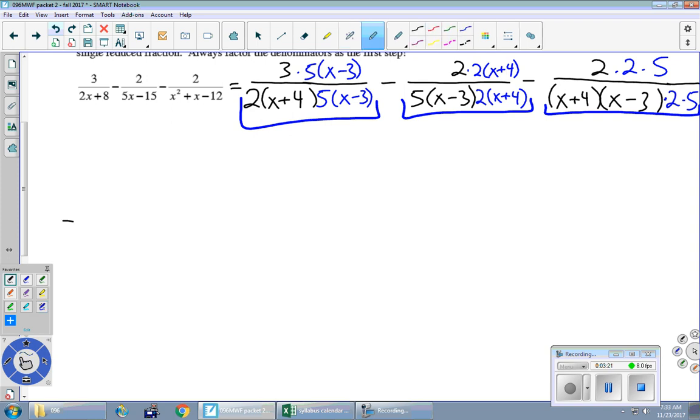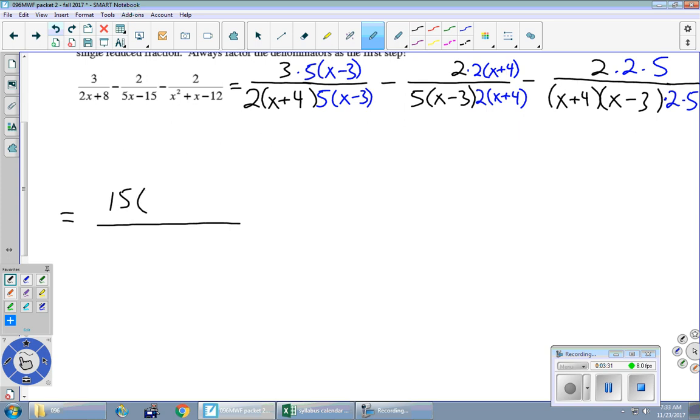And so next thing to do is to distribute in the numerators. So let's distribute first in that first numerator. So we go 15 times x minus 3, because that's not a distributing, that's just multiplying those 2 together. And I'm going to clean up the denominator here. I'll just put the 2 and the 5 together and make it 10. But don't distribute the x plus 4 x minus 3.